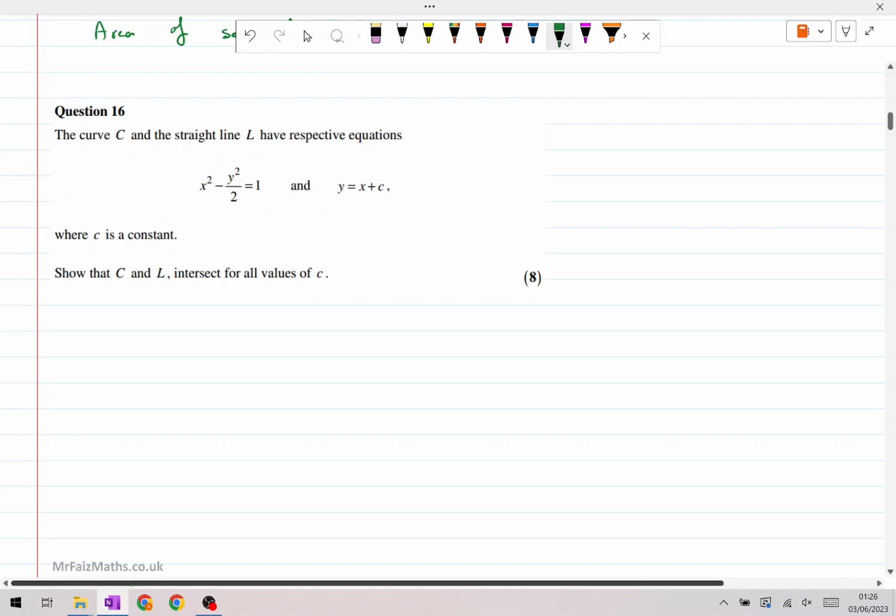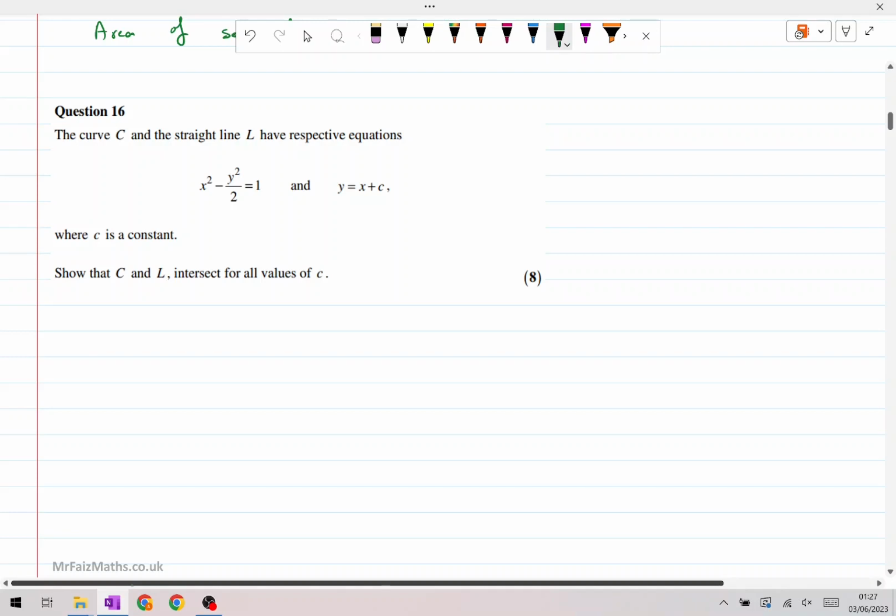On question number 16, we are given this curve here and a straight line where c is a constant, and we are asked to show that the curve and the line intersect for all values of c. So the straight line that we are given has a variable y-intercept. So the y-intercept could be anything.